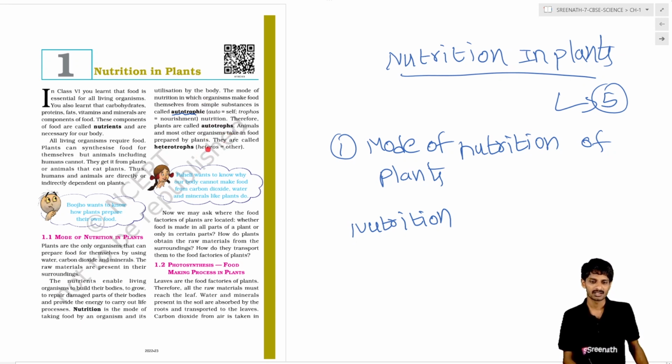Then what are heterotrophs? Here we are discussing plants, not basically animals. The plants or organisms which prepare food by themselves are called autotrophs. The plants which do not prepare food by themselves and depend on other plants or other organisms for food are called heterotrophs. This is the difference: auto means self, they prepare food by themselves. Hetero means other, they depend on other plants for their nutrition, for their food. That is the difference between autotroph and heterotroph.